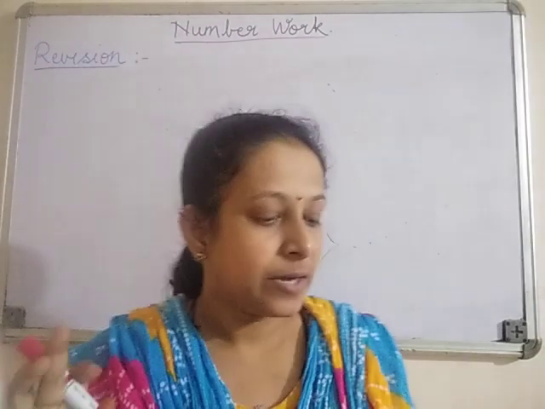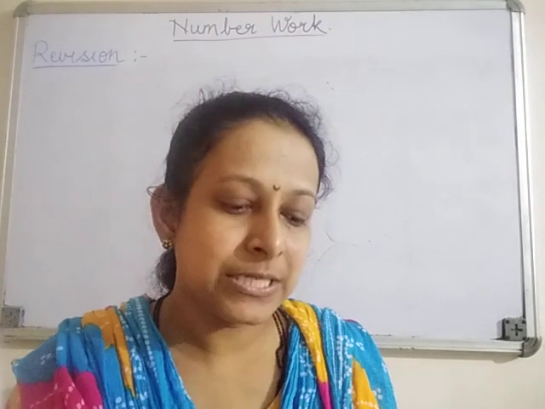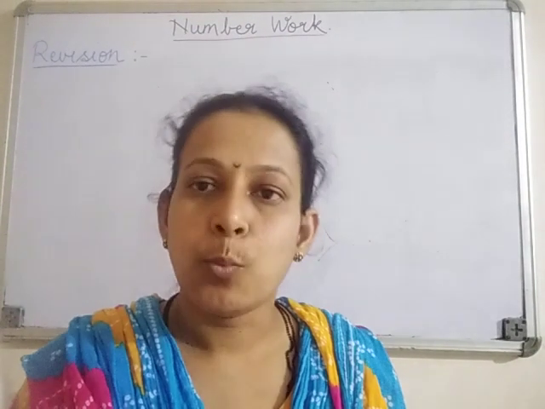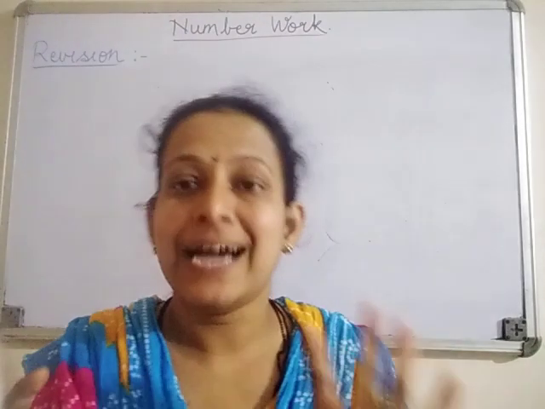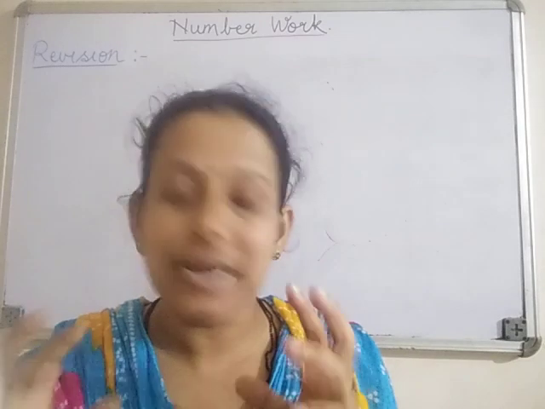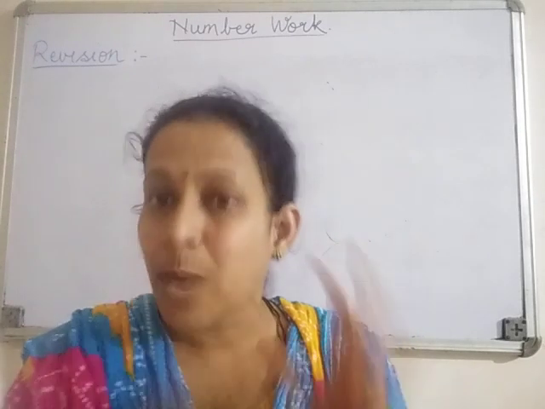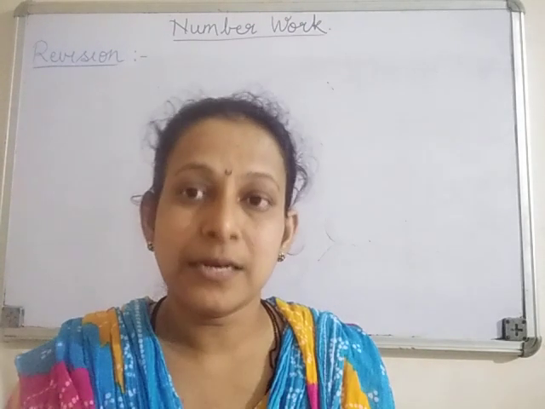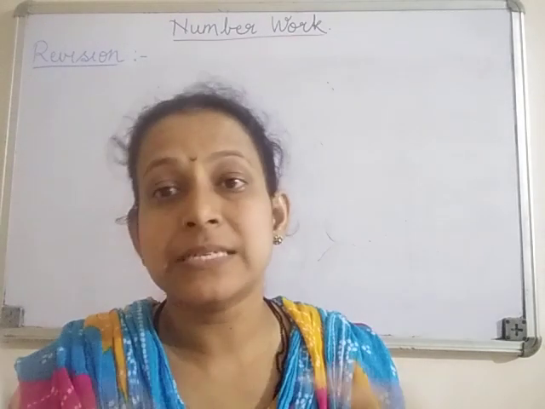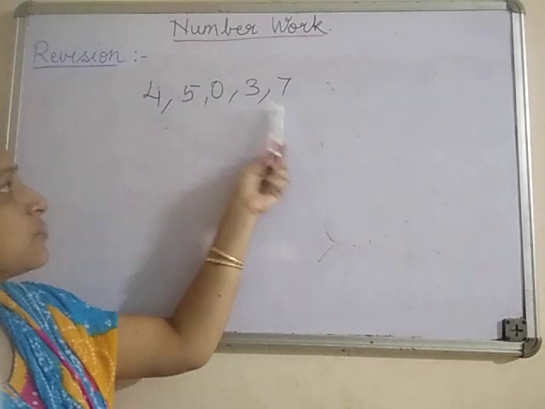The next question is, write the biggest and the smallest 5-digit numbers that can be made using the digits 4, 5, 0, 3, 7 only once. So what you have to do, there are 5 digits given. From these 5 digits, you will have to make a number. 5-digit numbers only you have to make. One the biggest and second one the smallest. Is that clear, students? So I will write the numbers and then we will write the biggest as well as the smallest number.